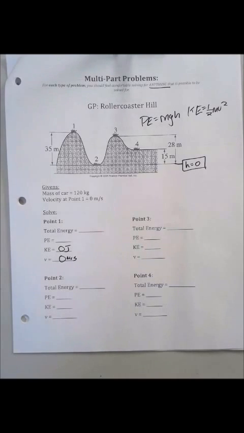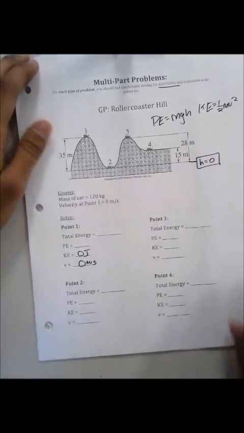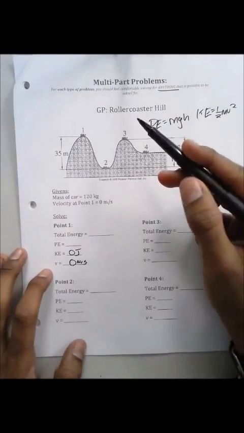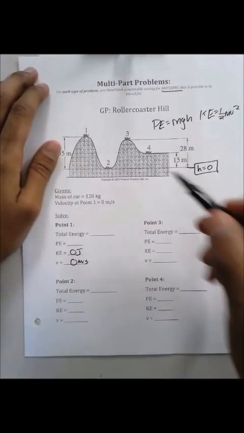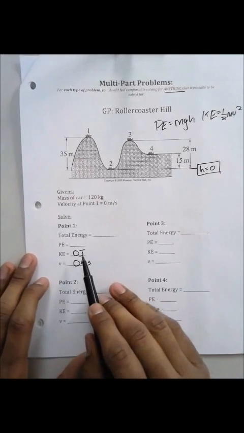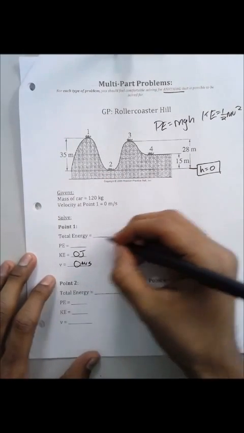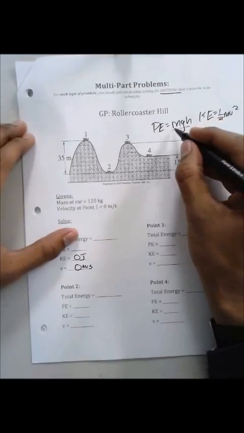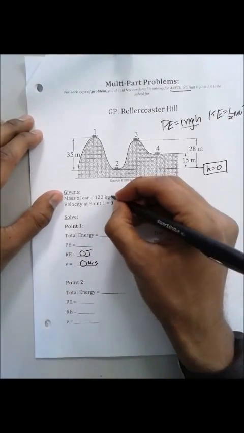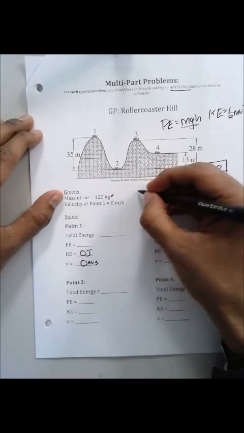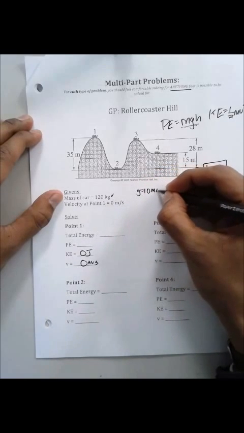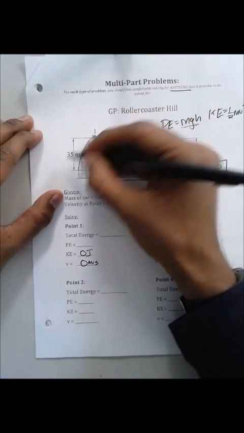Alright, let's get back to it. These are the multi-part problems with the roller coaster hill, the first problem. We already found out that the kinetic energy at the top is 0 because the velocity is 0. Now, we also know that the potential energy is mgh. We have some info here about the mass of the car. We know g is always 10 meters per second squared, or 9.8. Here we know that the height is 35 meters.